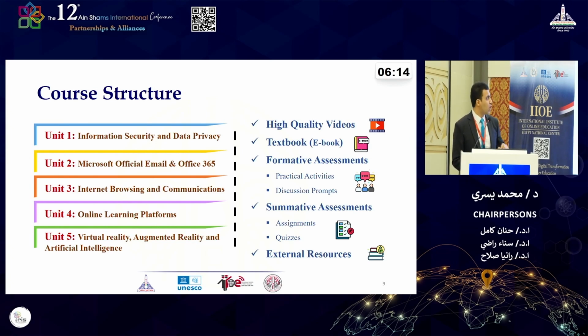But the course has another side, which is the assessment of the course, or maybe other features of the course. We still have the assignments and the quizzes, in the form of the summative assessment. However, as a practical course, the main focus here is on the formative assessment, which comes in 2 types. The first is the practical activities, and the second is the discussion prompts.